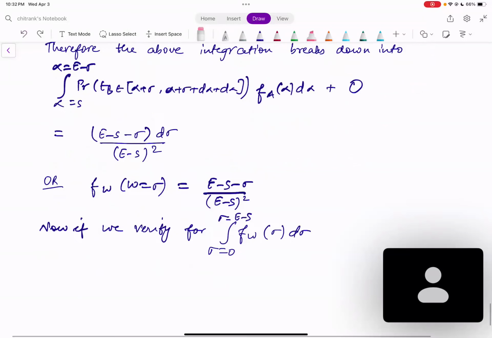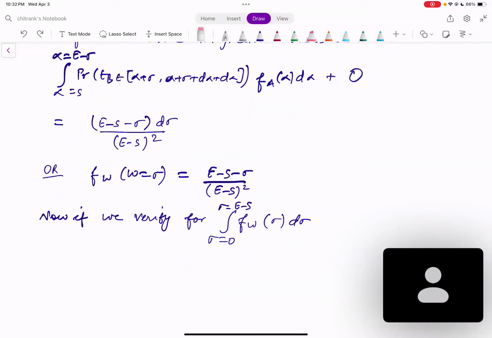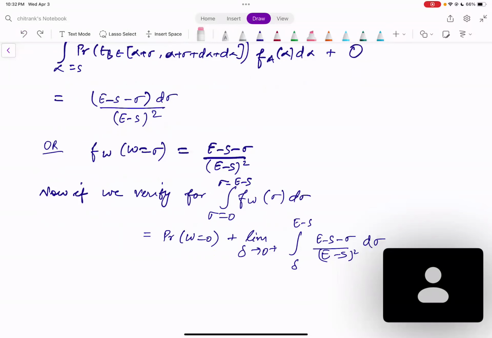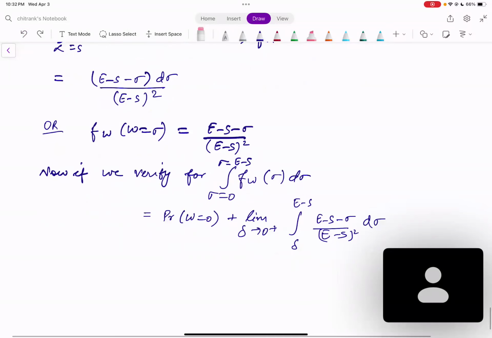Now let's do a sanity check on whether the solution is correct. The sanity check that we are looking for is that this integration should give us 1, or the probability that W lies between 0 and E minus S should give us 1. So this is what we want to evaluate. Now this is actually nothing but the sum of these two quantities, right? The probability that W equals 0, and the other thing, the probability that W lies between 0 and E minus S, excluding 0.